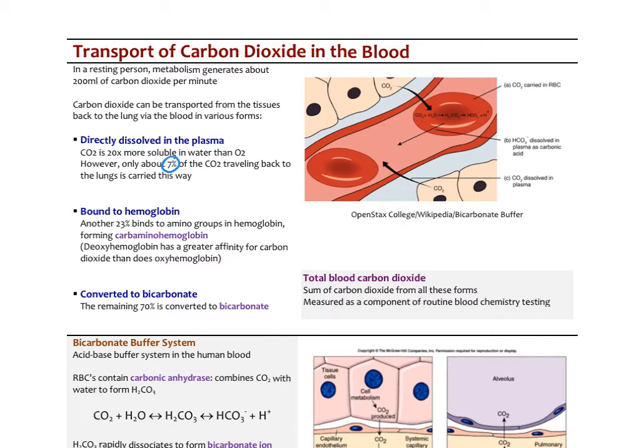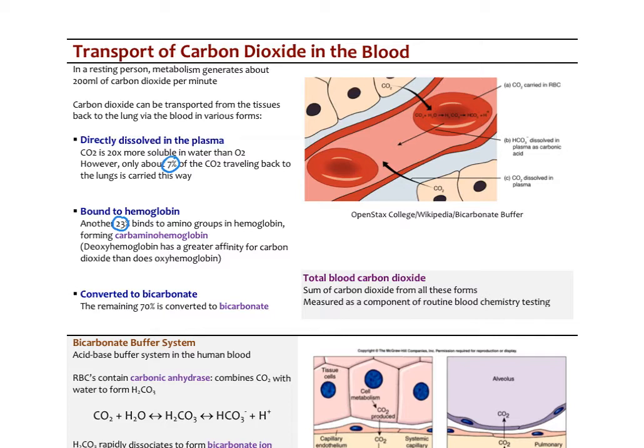Another 23% or so is basically bound to hemoglobin. And that forms carbaminohemoglobin. And this is another way the hemoglobin can directly take that to the lungs, deliver it. It dissociates from the hemoglobin, and then we breathe it out. So that's a second way.